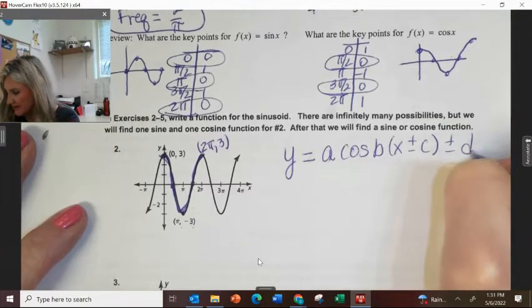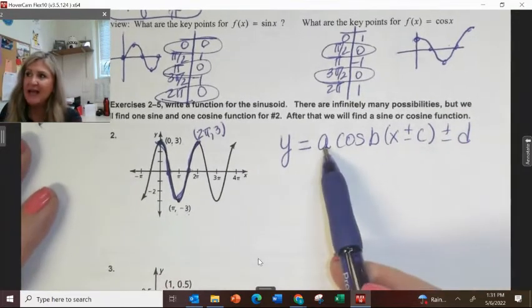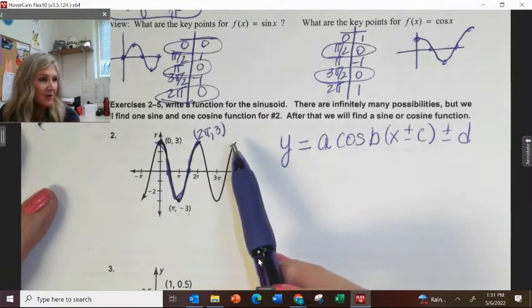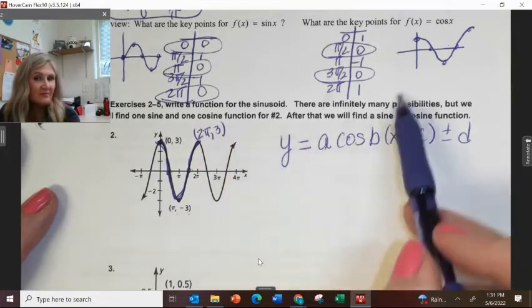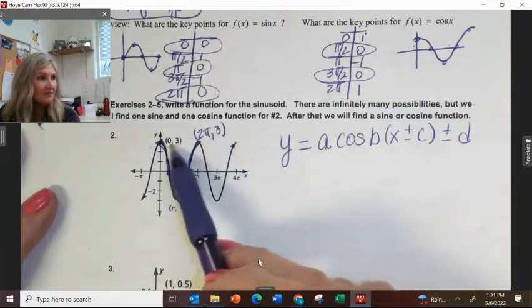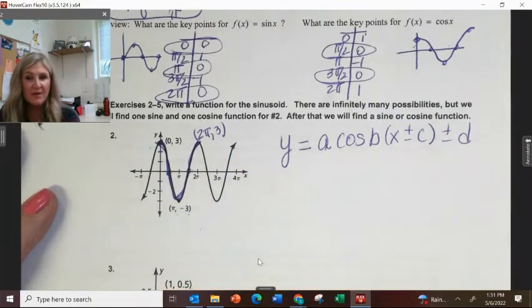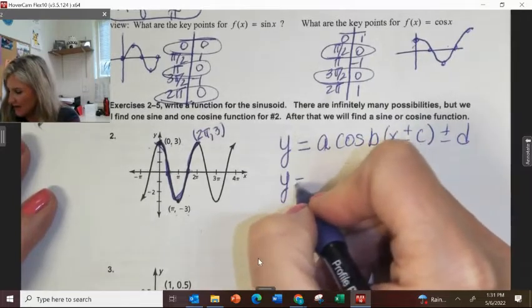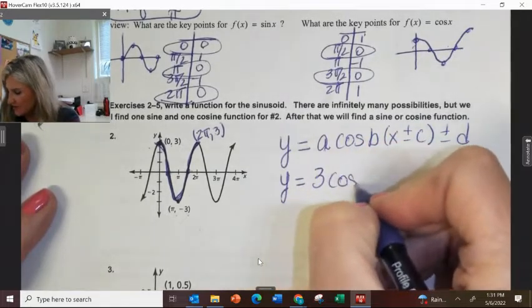Now we know for cosine, it's going to go A cosine B x plus or minus C, and then plus or minus D. Okay, A is affected by the amplitude. Is there a change in the amplitude from normal? The amplitude is normally 1. Is it still 1? What is it now? It's 3, actually. So it's going to be y equals 3 cosine.